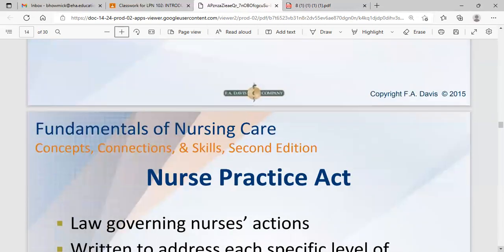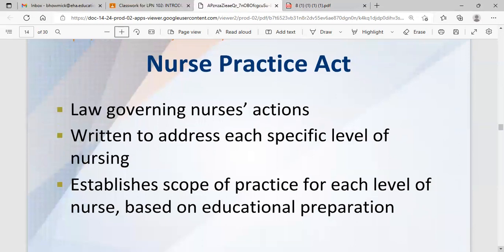Next, go. So the Nurse Practice Act, what is that? The Nurse Practice Act means there are laws governing nurses' actions, written to address each specific level of nursing. It also establishes the scope of practice for each level of nurse based on educational preparation.